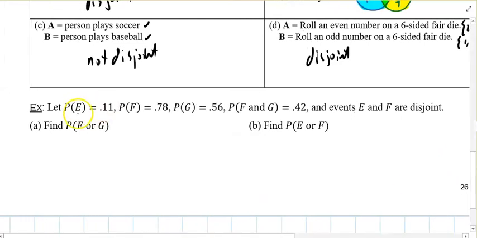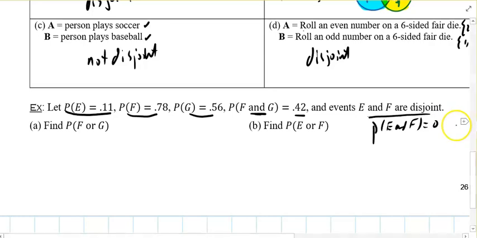Well, let the probability of event E be 11%, F be 78%, G be 56%. The probability of F and G together is 42%. And events E and F are disjoint. That means they can't happen at the same time, meaning the probability of E and F is 0. That can't occur at the same time. Find the probability of F or G.